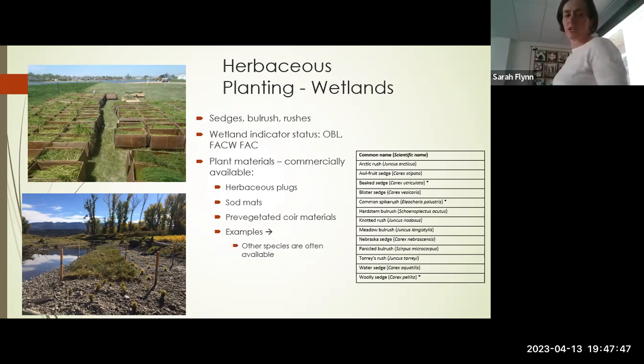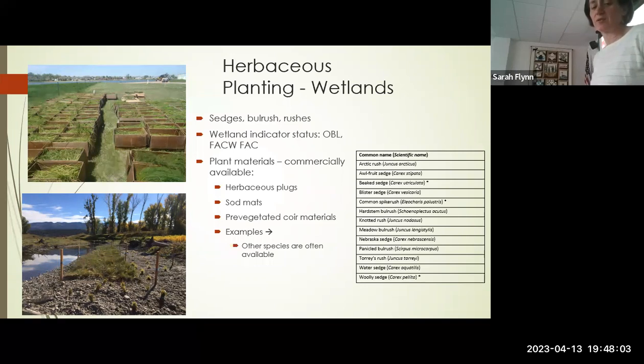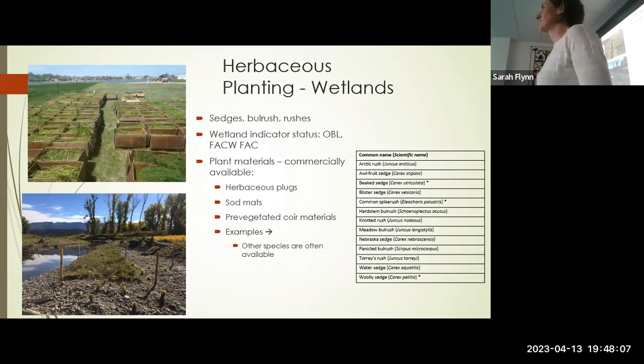There's Arctic rush, awl-fruit sedge, beaked sedge, blister sedge, common spike rush, hardstem bulrush, knotted rush, meadow bulrush, Nebraska sedge, panicle bulrush, Torrey's rush, and water sedge, and woolly sedge. And those are just examples. A lot of times you can request species if you're doing herbaceous planting, if you have enough lead time, where they may be able to provide a certain species for you if you're looking for something specific.